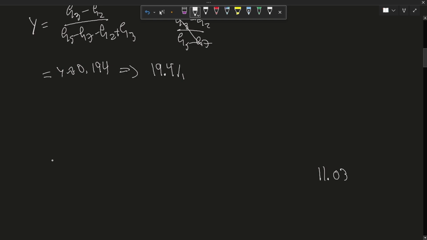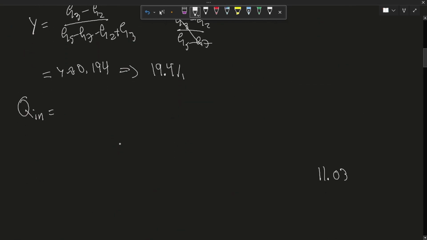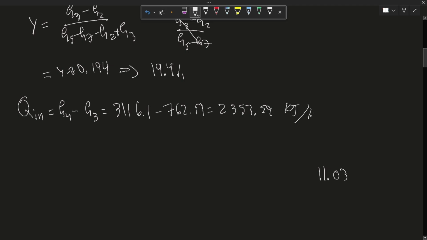So finally, we can start calculating Qin. Qin is up over here from 4 to 3. And it's 100% of the mass flow rate. So H4 minus H3, which is equal to 3116.1 minus 762.51, to be about 2353.59 kilojoules per kilogram of water. That's our Qin.